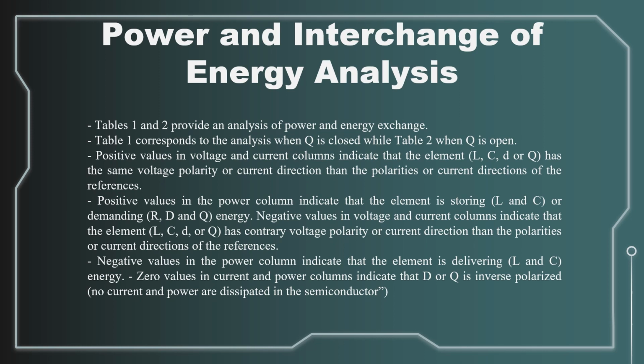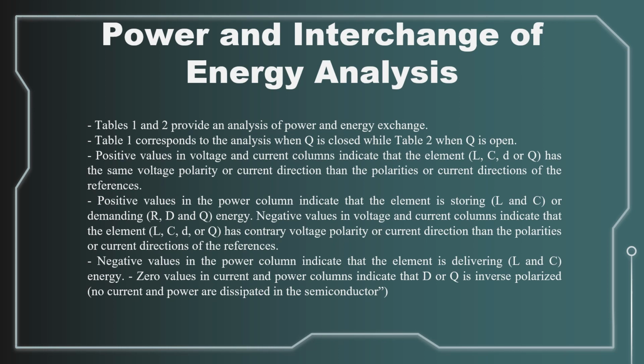A positive value in the voltage and current columns indicates the element L, C, D or Q has the same voltage polarity or current direction as the polarities of the current directions of the reference. A positive value in the power column indicates that the element is storing L and C energy, or demanding R, D and Q energy.